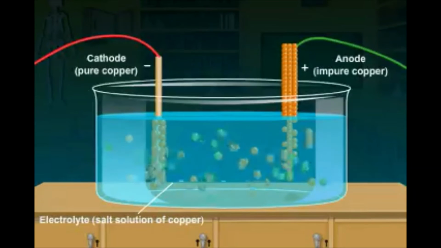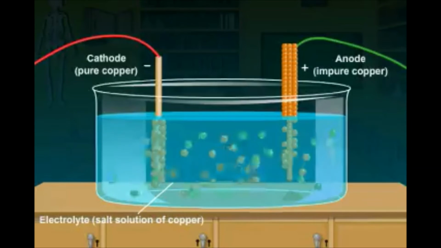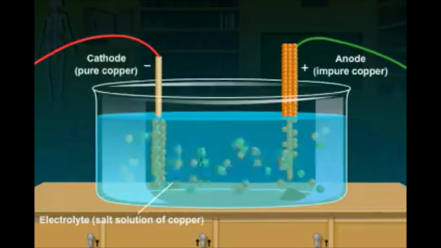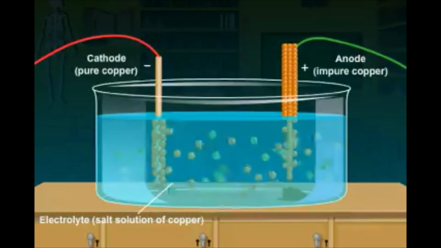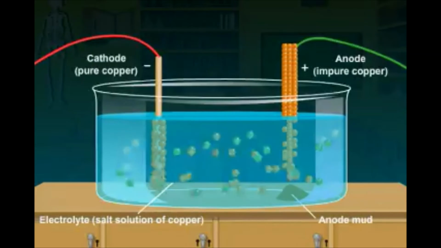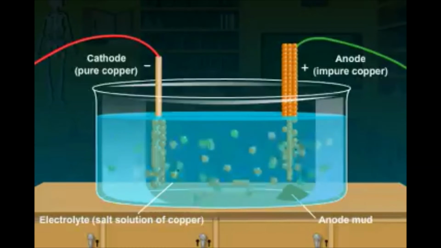The soluble impurities present in the impure metal block go into the electrolytic solution, and the insoluble impurities settle down at the bottom of the container below the anode. And what are these impurities known as? These are known as anode mud.